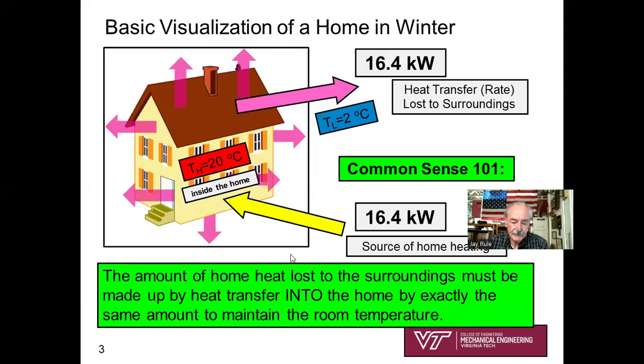Common Sense 101 says that in order to keep my house at a constant temperature, keep my house at 20 degrees C, the amount of heat lost from the house to the surroundings has to be made up by some heat transfer into the house, a heat source, that's parts A, B, and C, and that amount of heating has got to exactly be the same amount as what's being lost. That's Common Sense 101, I hope, right? So that makes total sense. I think I got that figured out, but I hope the sketch helps you.